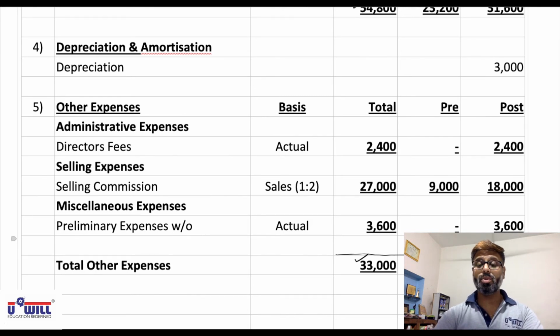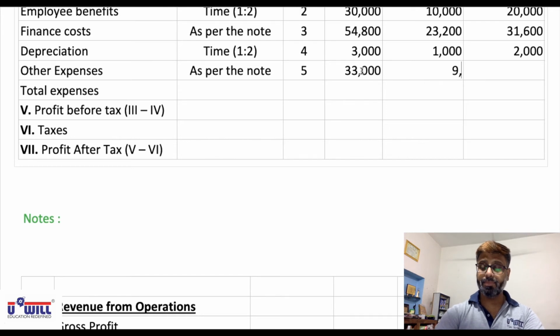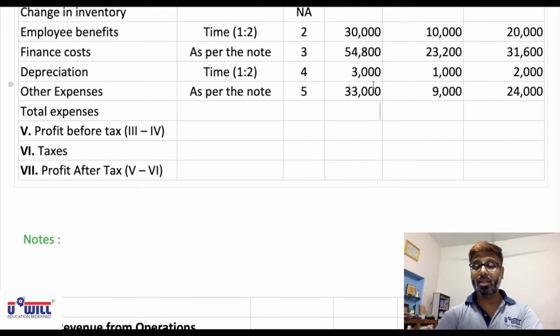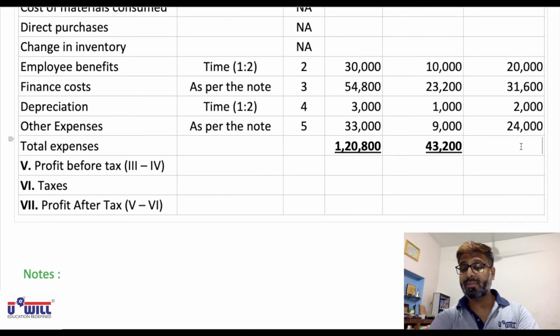Okay, so 33,000, 9,000, 24,000. Now total expenses: 1,20,800. All of you do it in calculator. Pre 43,200. And post 77,600. Okay, all of you must be able to do it in the calculator.